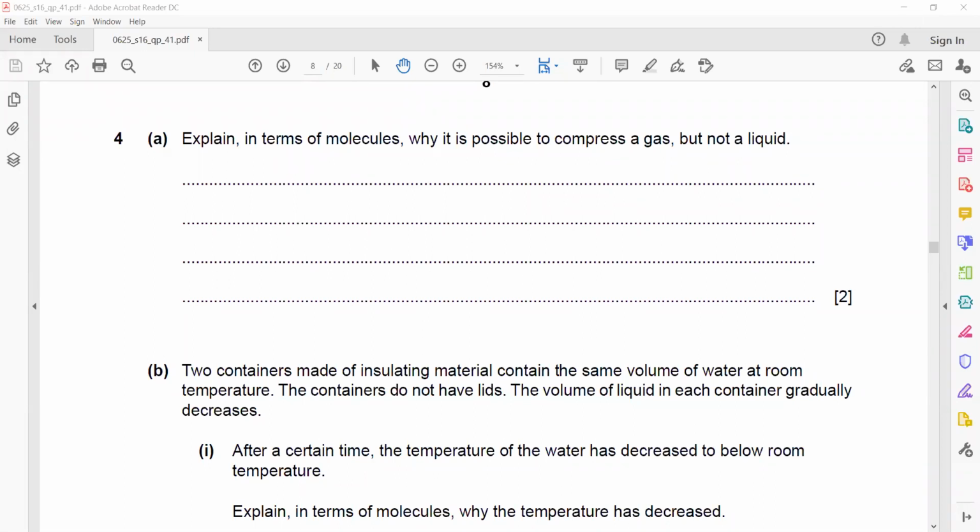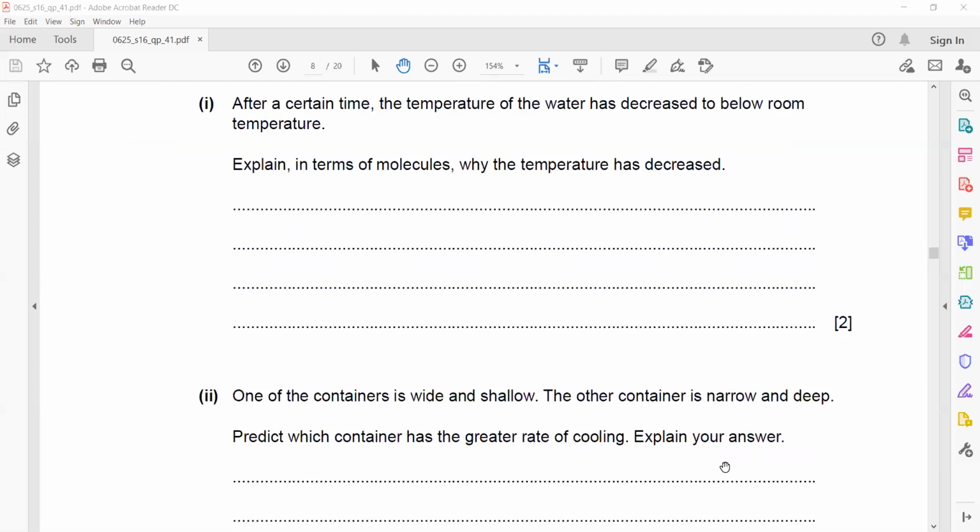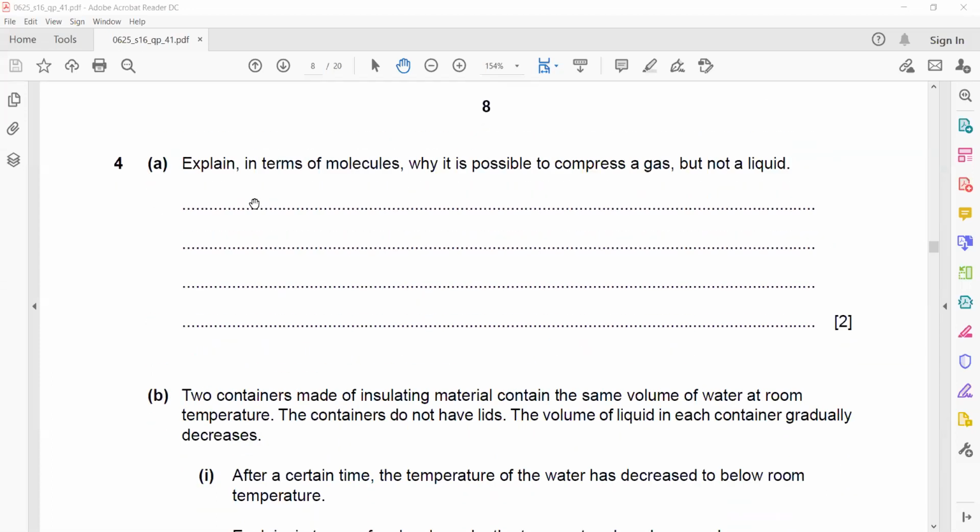4a, explain in terms of molecules why it is possible to compress gas but not liquid. Like why we are able to compress the gases but we are not able to compress the liquid. Because in gases the particles are far away from each other, but in liquid the particles are closer to each other. That's why it is difficult to compress the liquid as compared to gas. So in the answer you will mention that the gas molecules are far away.